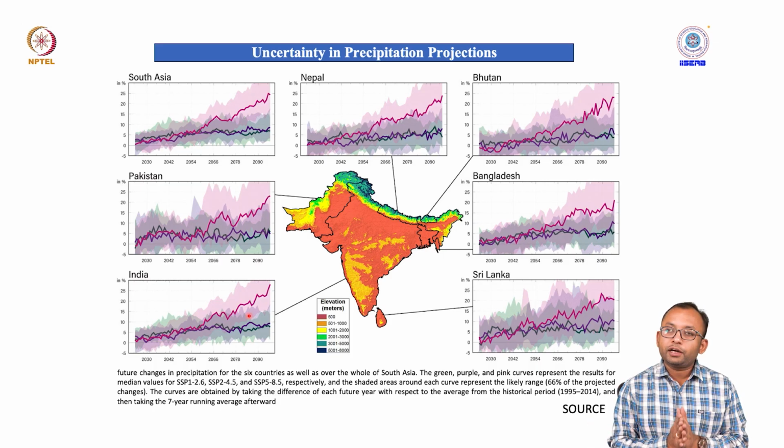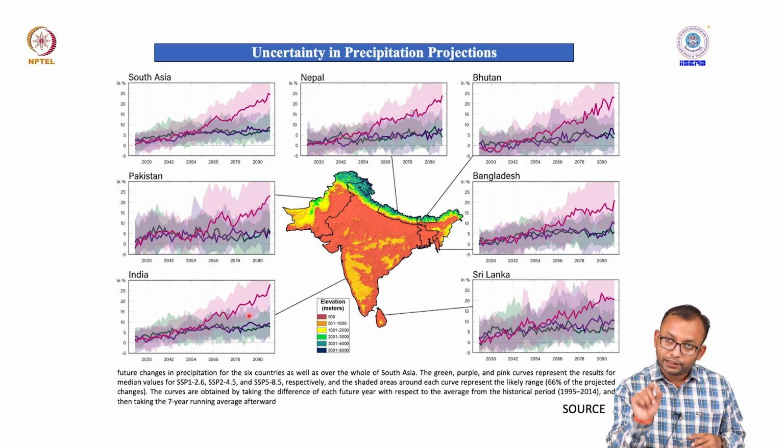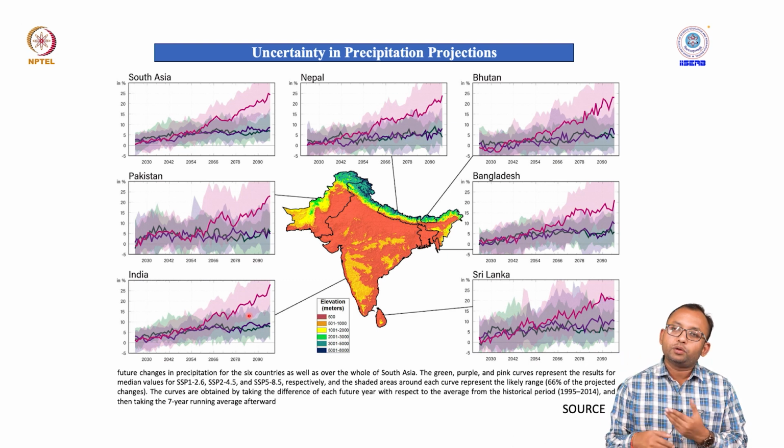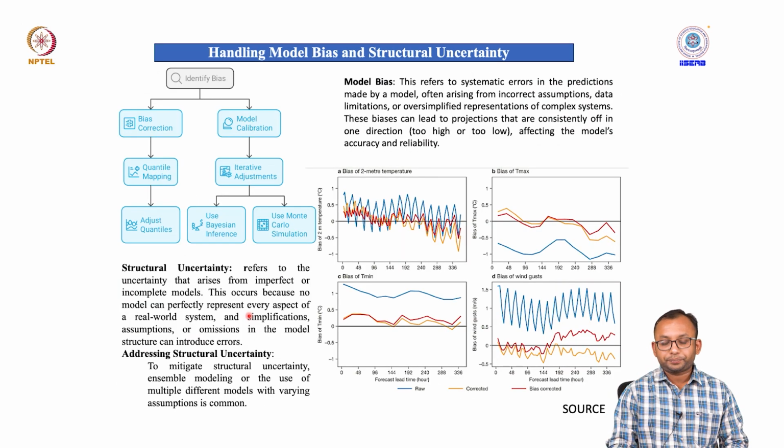So when we are talking about the uncertainty of a particular variable, we are saying that when you are calculating the average, it does not mean the value will be exactly the same. It can be anywhere within your upper and lower bound around the average value, right? So this is how we interpret climate projection uncertainties.